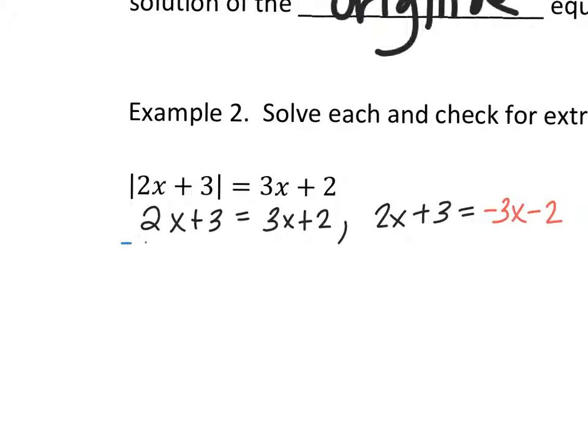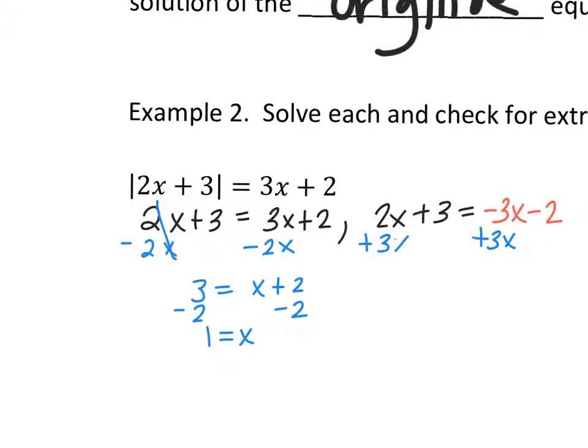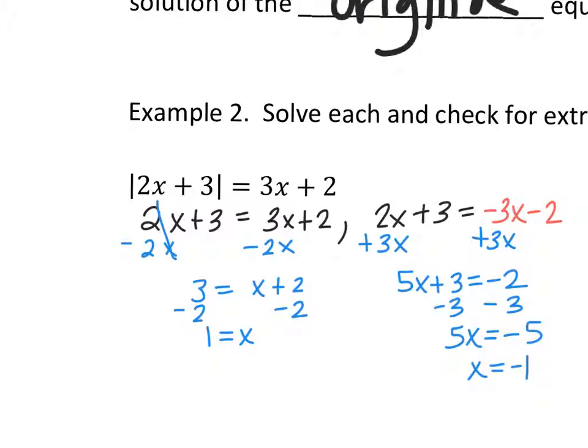So by solving for x on this left-hand side, I'll get 3 equals x plus 2, because 3x minus 2x is 1x. Subtract 2 from each side, and I'll have x equals 1. And if I solve the right-hand side, I'm going to add 3x to each side. So I get 5x plus 3 equals negative 2. Subtract 3 from each side. 5x equals negative 5, x equals negative 1. So I have two answers, 1 and negative 1.